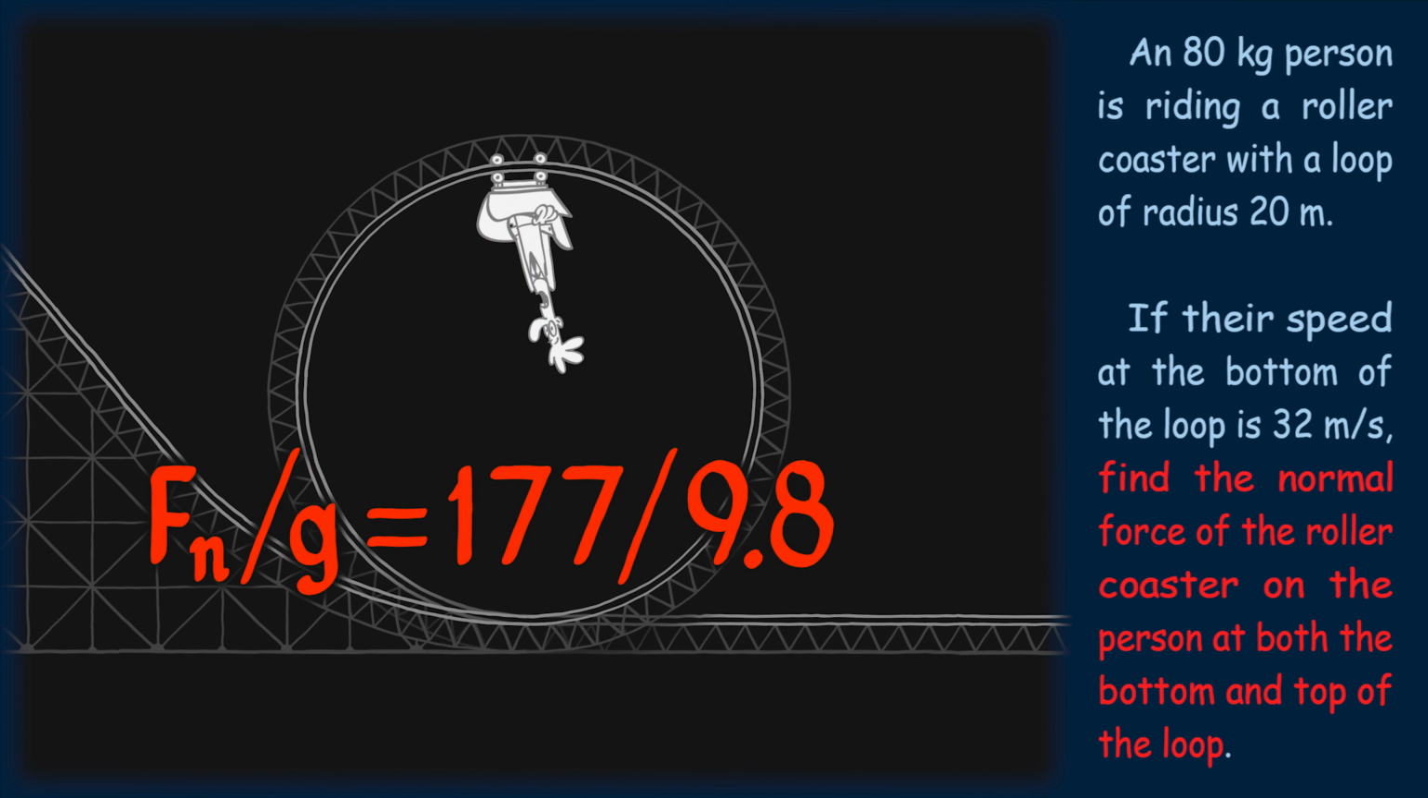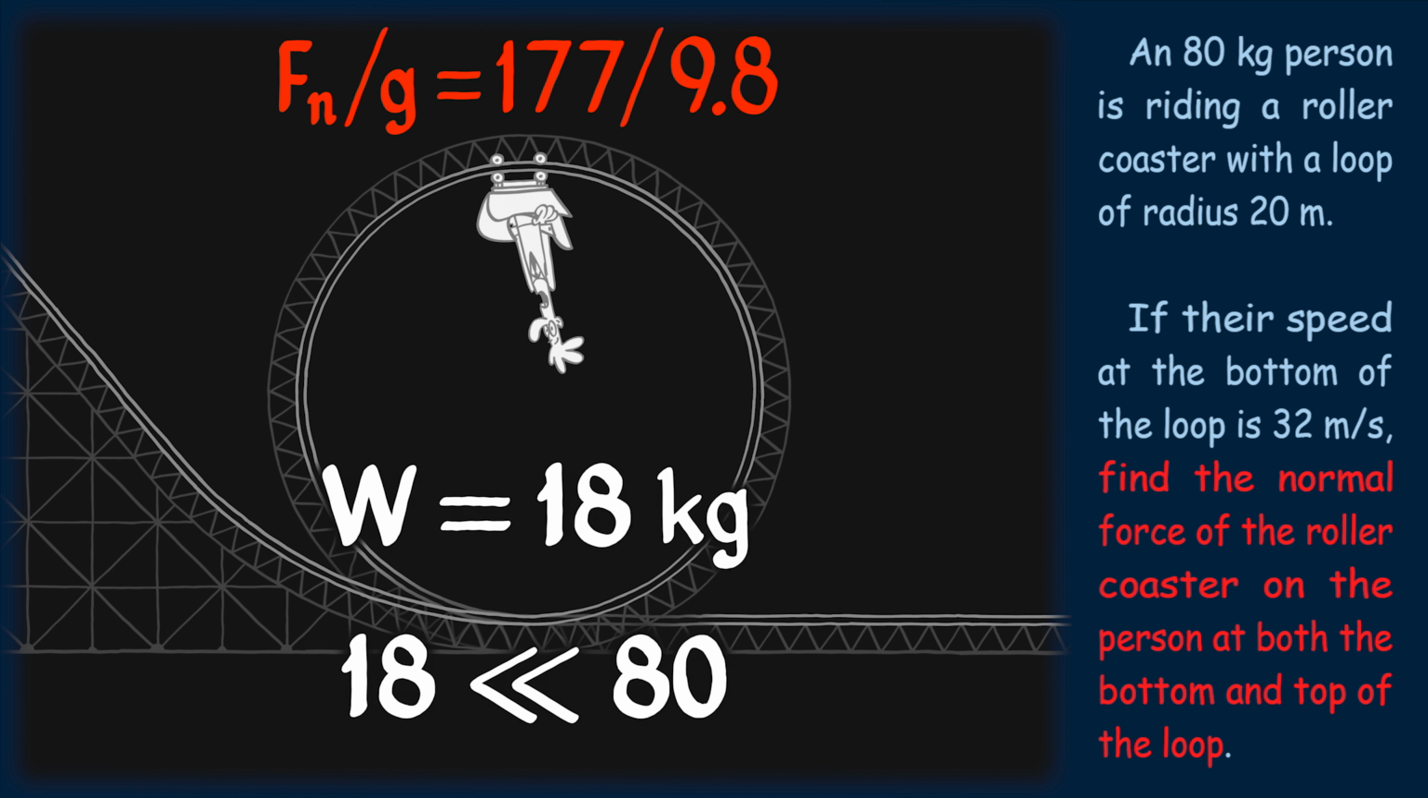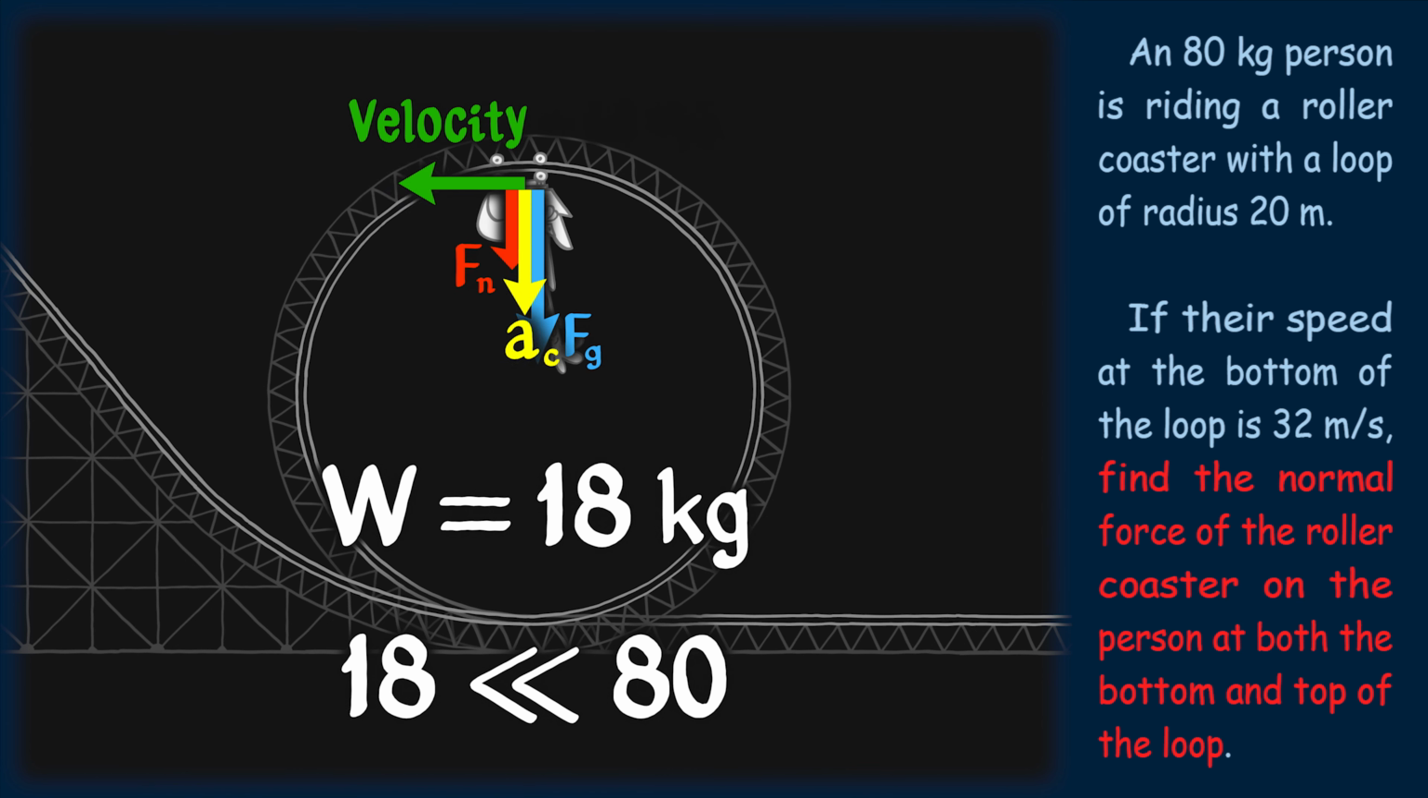Dividing by 9.8, this gives us an apparent weight of only 18 kilograms, which is much lighter than our original 80 kilograms. This is why you feel kind of weightless at the top of a roller coaster. It's also important to note here that whatever speed causes the normal force to be 0 is the minimum speed needed to keep the person from falling out of their seat.